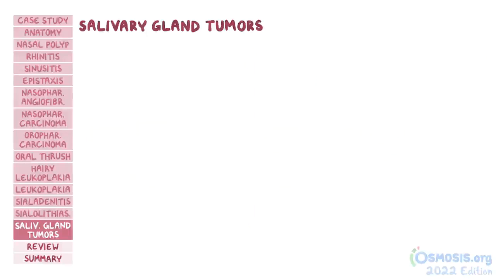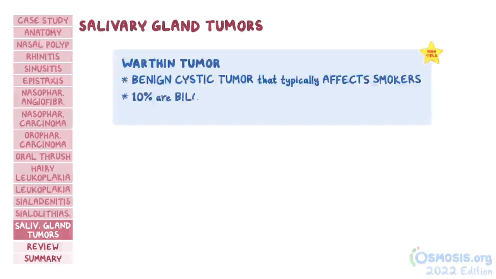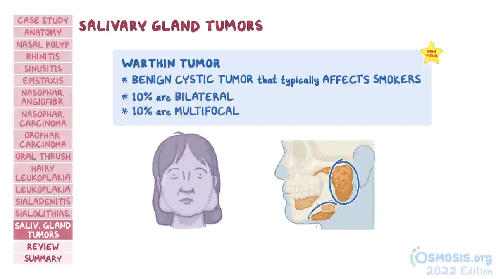Finally, another high-yield salivary gland tumor is Warthin tumor, which is a benign cystic tumor that typically affects smokers. A key rule to remember is that 10% of cases are bilateral, meaning they affect a salivary gland pair on both sides, and 10% are multifocal, meaning they affect more than just one pair of salivary glands.